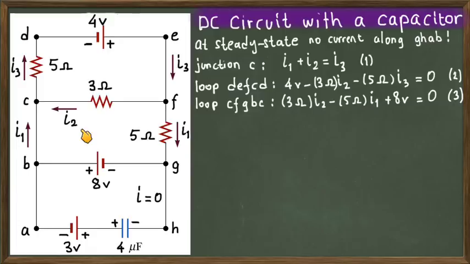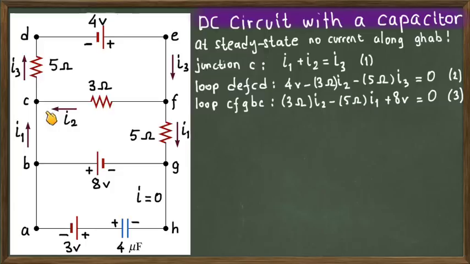So let's start with point C and the traveling direction. Since the traveling direction is clockwise toward F, you go in this direction on this branch between C and F. On this branch you cross the 3 ohm resistor, but you're going in the opposite way to the current I2 that you initially set up.